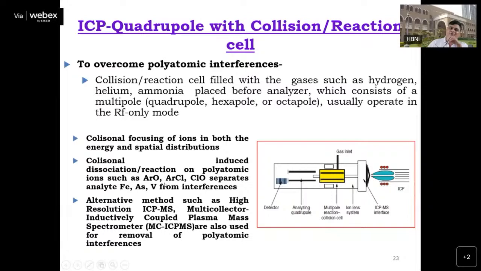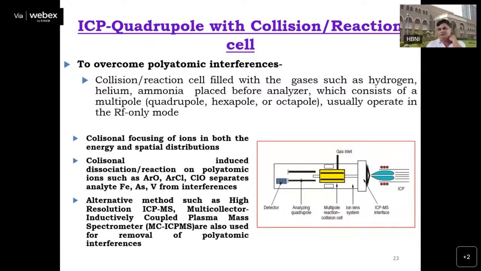can be wrongly detected as argon chloride. Similarly, chlorine oxygen can be mistaken for vanadium. So how to remove this interference? We call these polyatomic interferences. These polyatomic interferences can be avoided by using high resolution mass spectrometers.